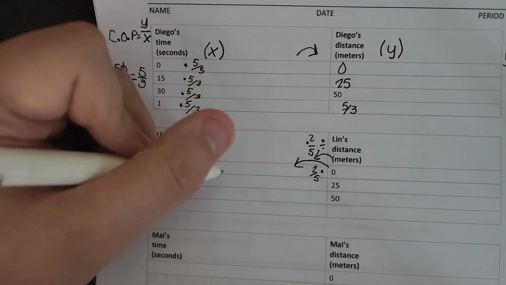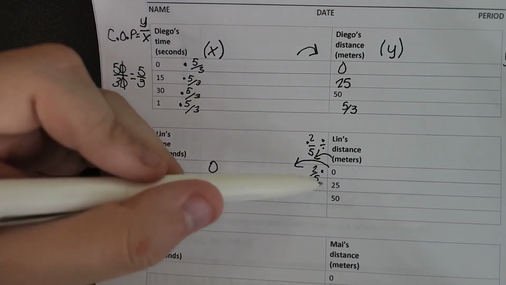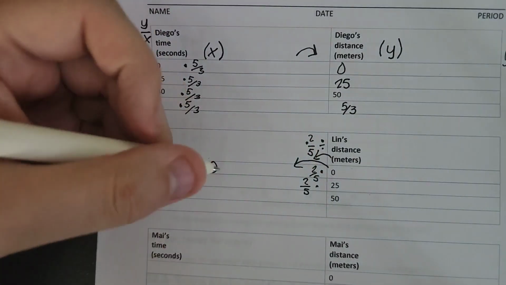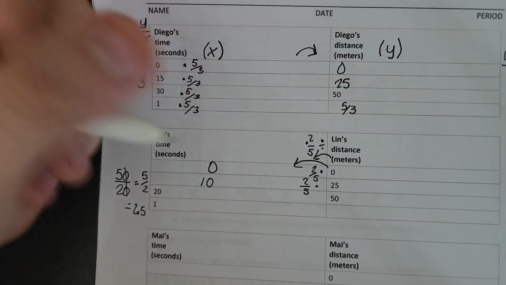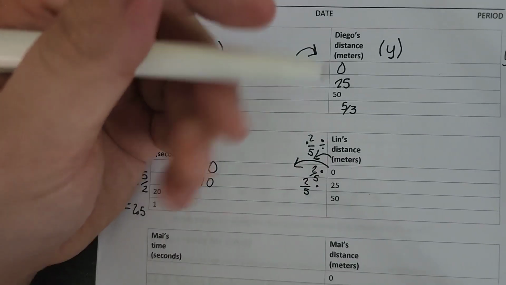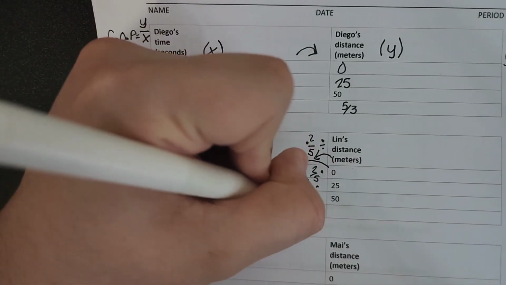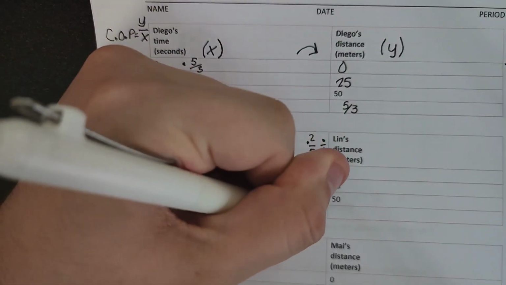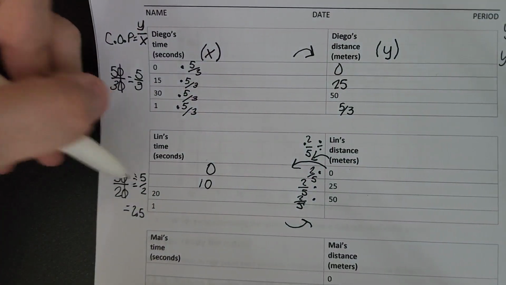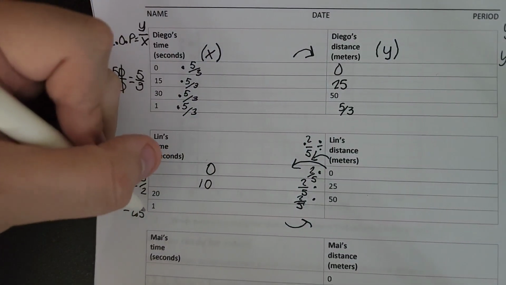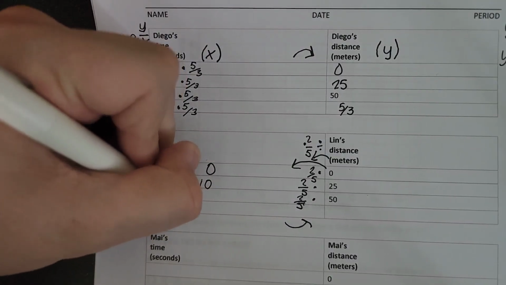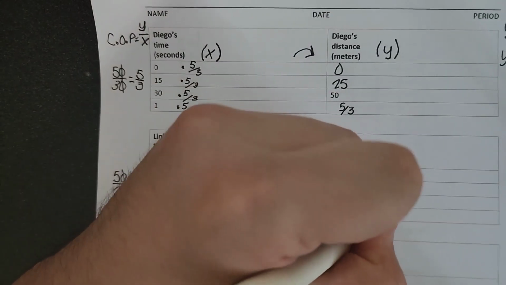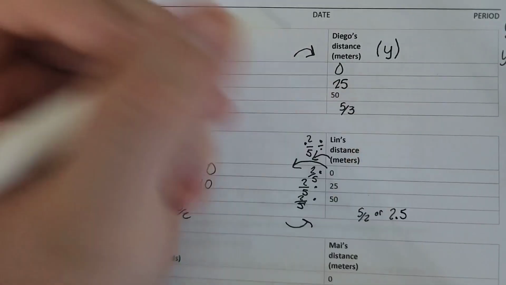So 0 times 2/5, yep, is 0. And then 25 times 2/5, yep, you should have got 10. 50 times 2/5, you should have got 20. But now I'm going forwards, so I'm going to use a regular COP. So 1 times 5/2, which is 5/2, or 2.5.